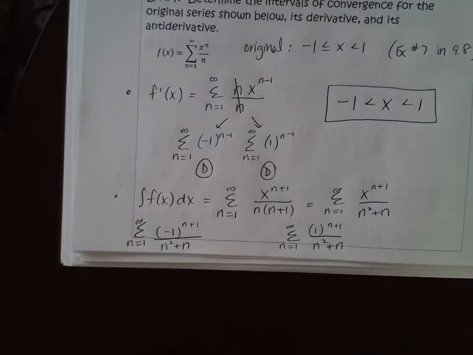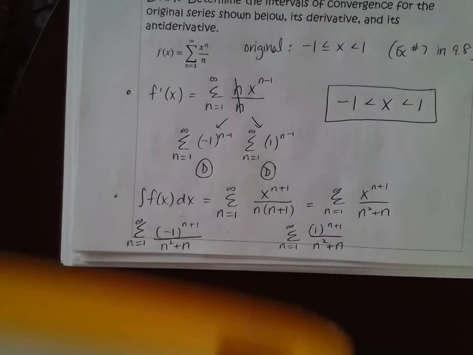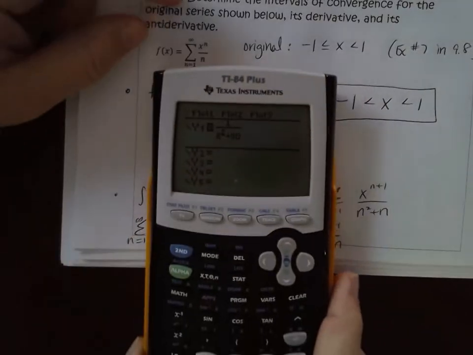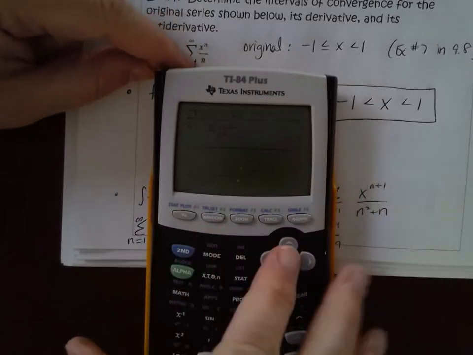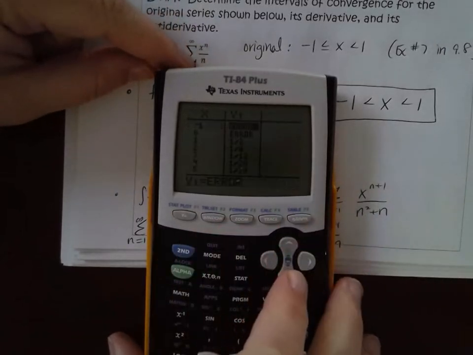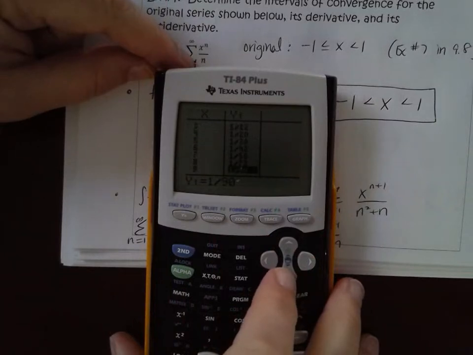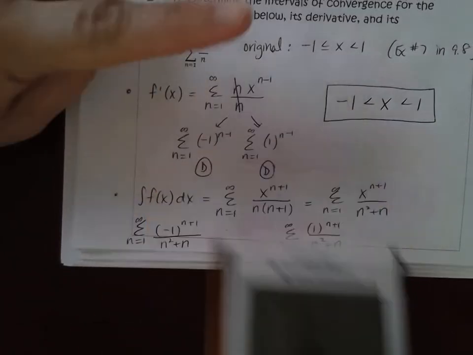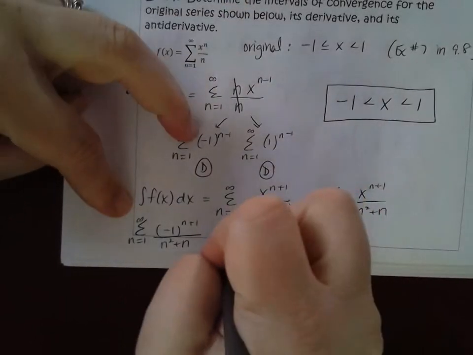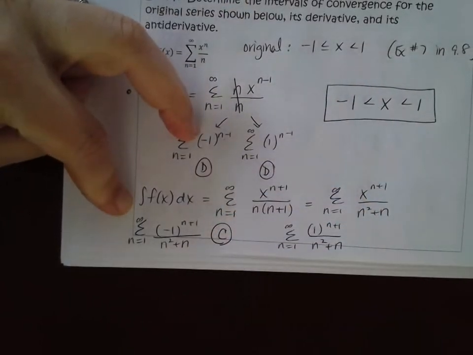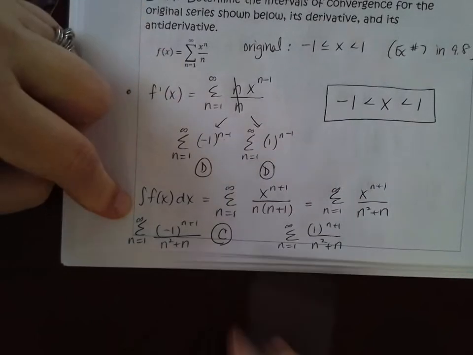Give me a second here. I'm going to type my non-alternating piece into my y equals 1 over x squared plus x, and I'm going to look at the table. What do you notice about the terms? Are they getting smaller? And they actually are, very much so. So both criteria fit, therefore this side is convergent, according to the alternating series rules of convergence.